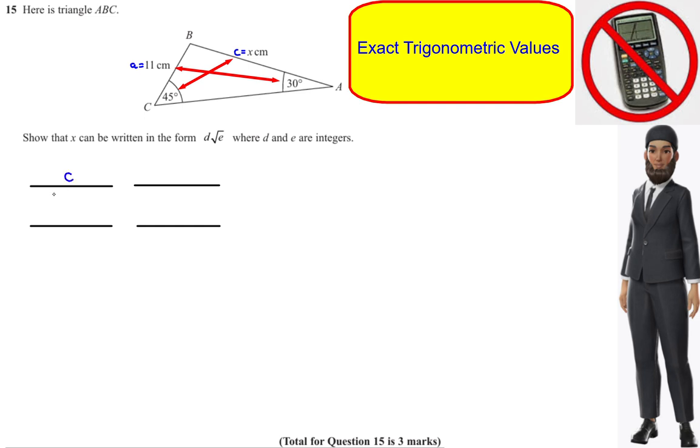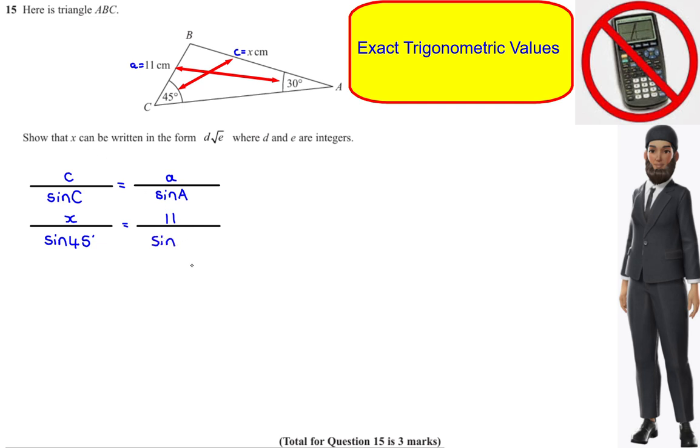It should be C over sine C is equal to, we're looking at this, which is the length A over sine, and the angle, which is A, so that's going to be a capital A. And let's do a little substitution over here. So C at the moment, we know it's going to be x, and that's linked to sine 45 degrees, is equal to A, which is 11 centimeters, and that's linked to sine 30.